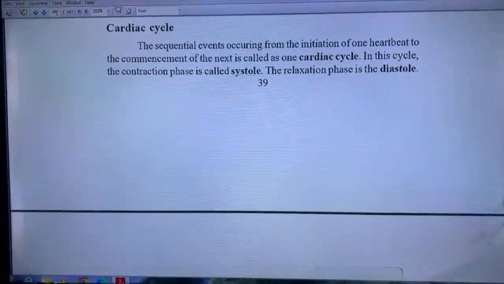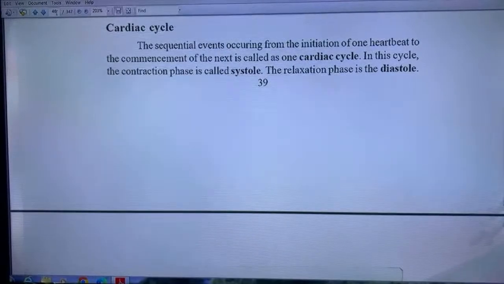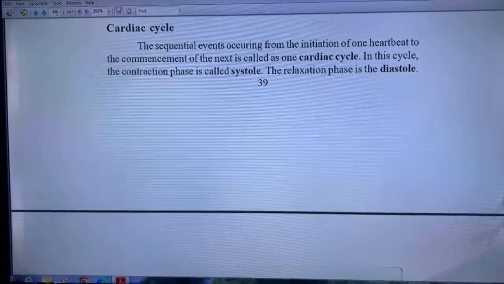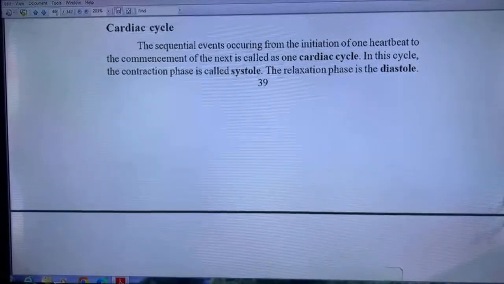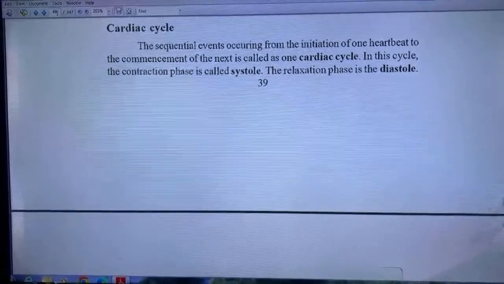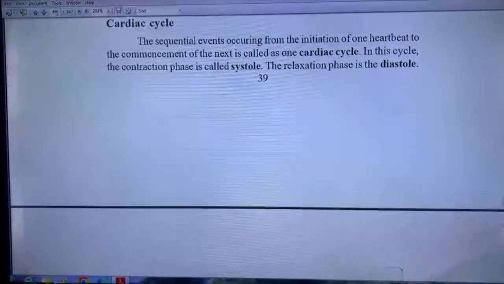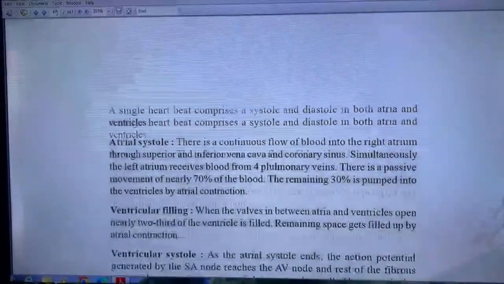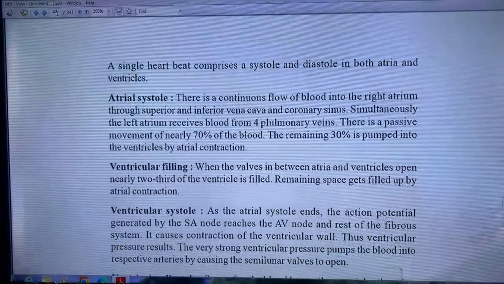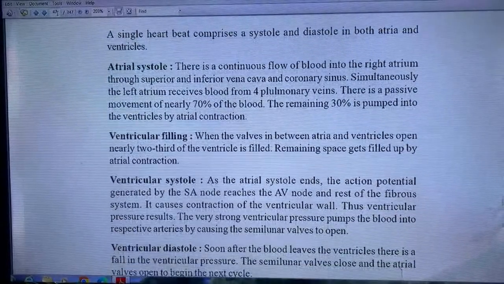Cardiac cycle. The sequential events occurring from the initiation of one heartbeat to the commencement of the next is called one cardiac cycle. In this cycle, the contraction phase is called systole. The relaxation phase is the diastole. A single heartbeat comprises a systole and diastole in both atria and ventricles.